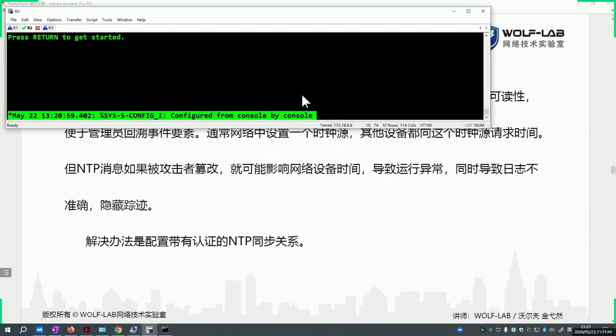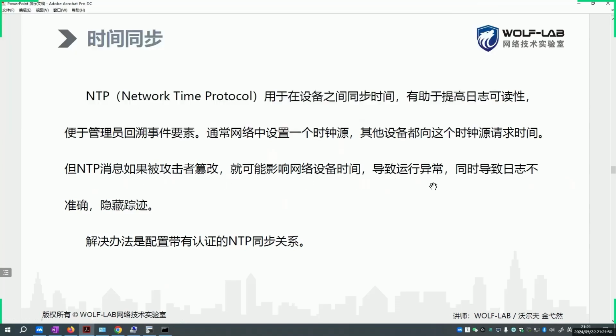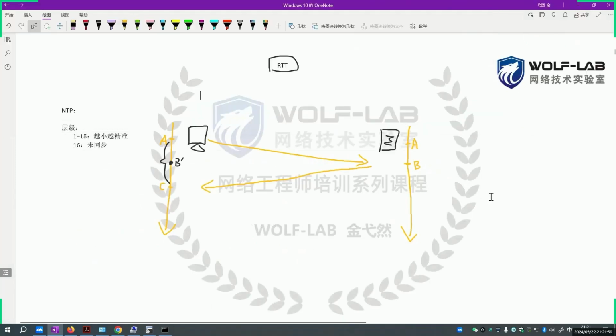Here we can set up NTP synchronization with authentication, meaning NTP authentication effectively requires your client to authenticate and the server to prove its legitimacy. This means that your server must prove it is a legitimate server, not one counterfeited by others. In other words, your time synchronization must be reliable when syncing with me. Only then it won't affect my system.